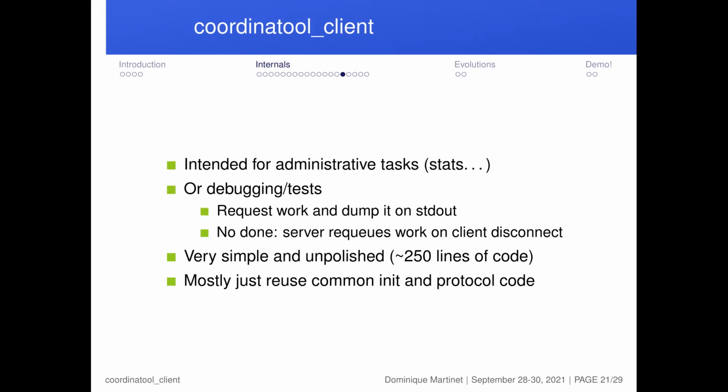Okay, we have a simple administrative client that's really just for getting stats or debugging or testing, so we can actually request work and dump it to stdout. That's not very useful. It doesn't actually acknowledge the work, so when the client disconnects, the server will just requeue and the work is not lost. It's very simple. To illustrate what I was saying about common code, the client-specific code is only 200 lines of code. That's enough to make a client. The LD preload client is actually not much bigger than this. I mean, it's only calling a bunch of LLAPI functions.